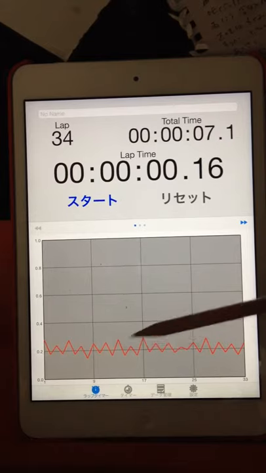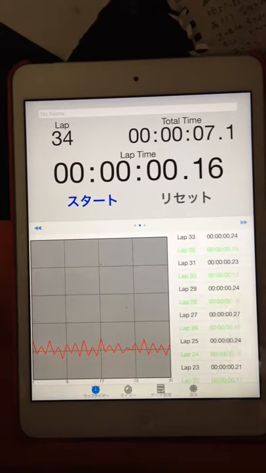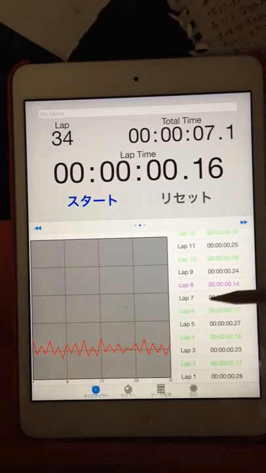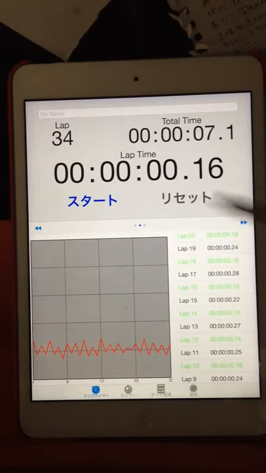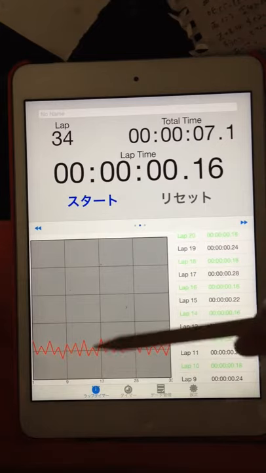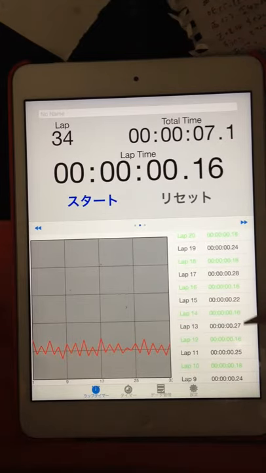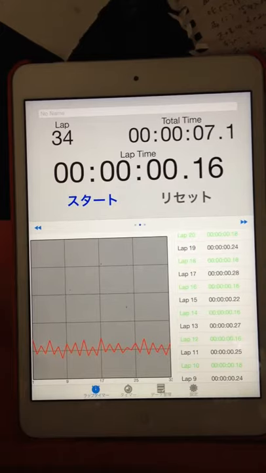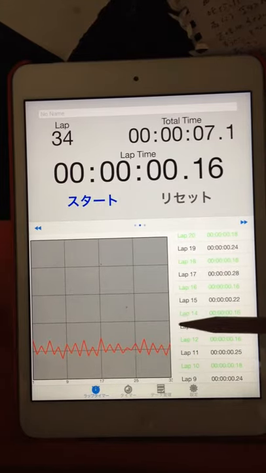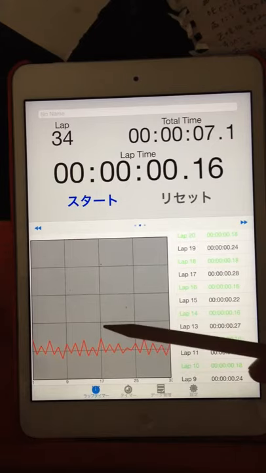Strongest bounce. This. 1, 2, 3, 4, 1, 2, 3. The difference is 11, which means 110 milliseconds. 11 divided by 4 equals 26% bounce. It means about 1/4.